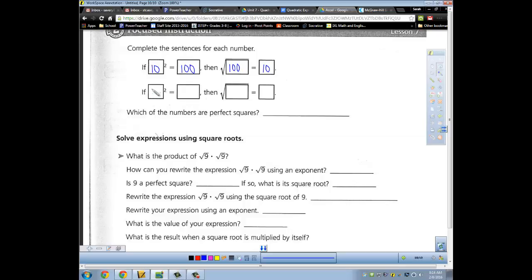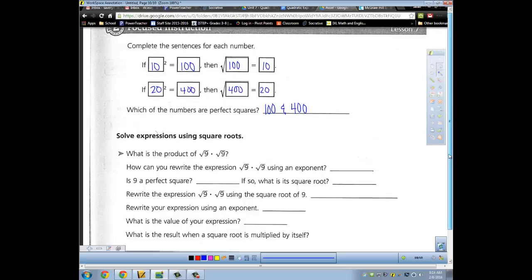So we also did 20 squared. 20 squared was 400. So that means the square root of 400 is 20. Which of the numbers are perfect squares? That was 100 and 400. So they were perfect squares because we used whole numbers multiplied by themselves to get that.